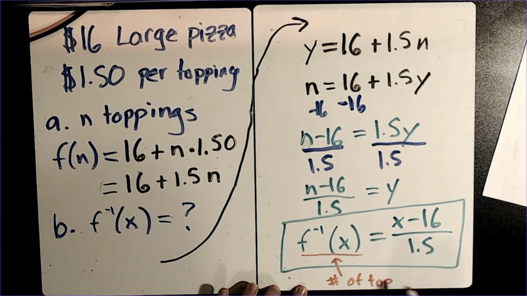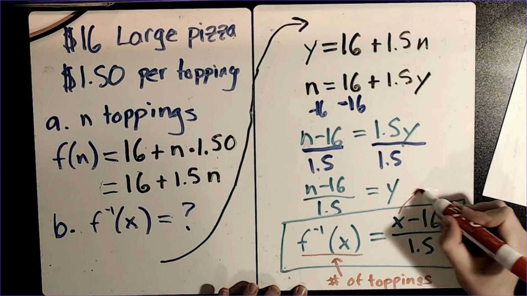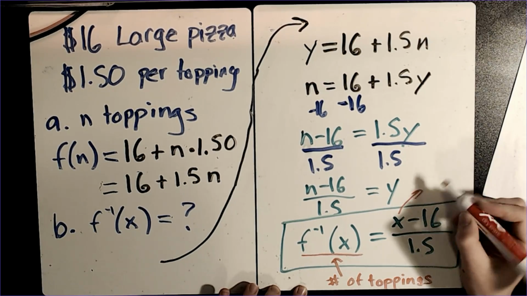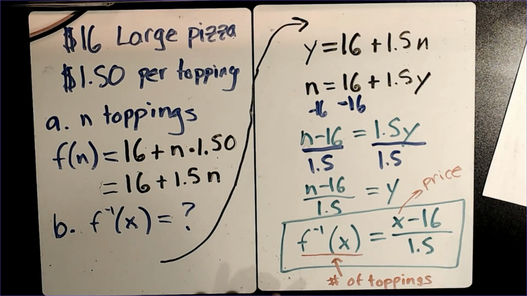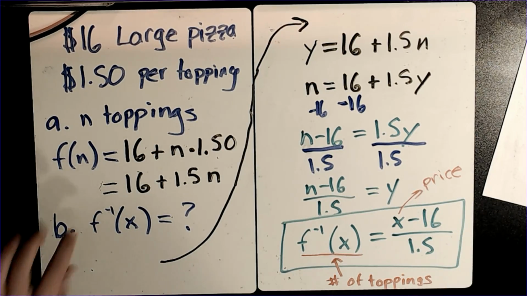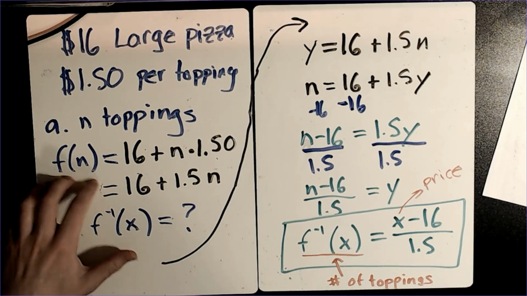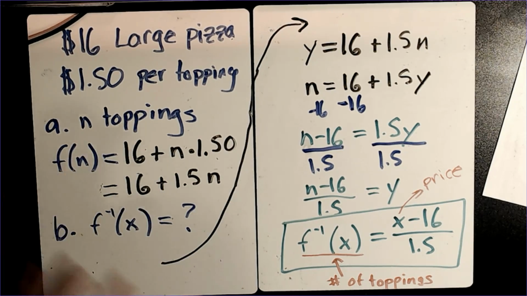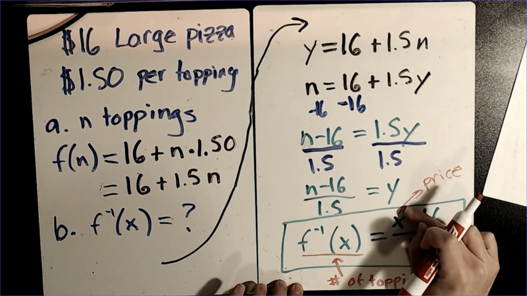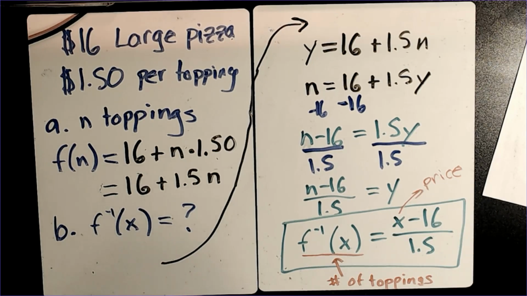And then x is the price. Okay. So you plug in the price and you get out the number of toppings. Kind of like with this one, we plugged in the number of toppings, got out the price. So that just switches for the inverse function. We plug in the price, get out the number of toppings. So that's what this inverse function is doing.